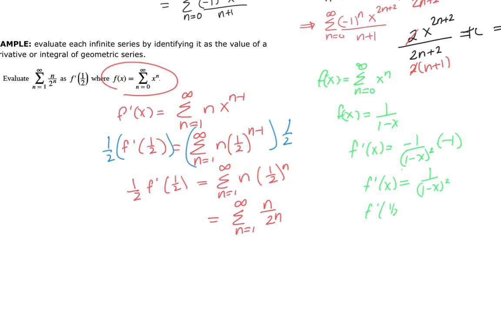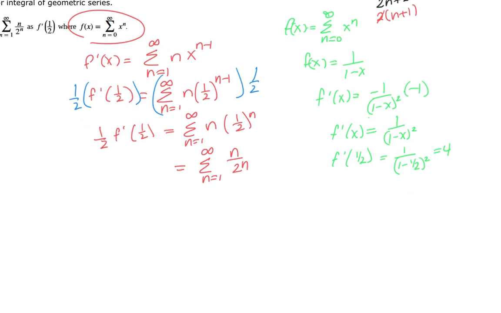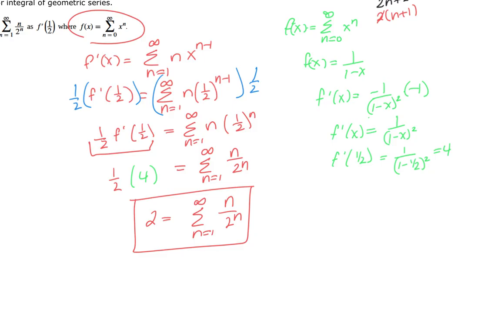f prime of 1/2 is equal to 1 over 1 minus 1/2 the quantity squared, which gives me 4. Cool. Oh, cool, because I can go back here and say this is 1/2 multiplied by 4. So then this lovely series is going to be equal to 2. So n equals 1 to infinity of n over 2 to the n. The answer is going to be 2, which means it converges.